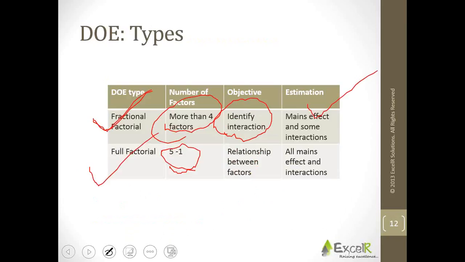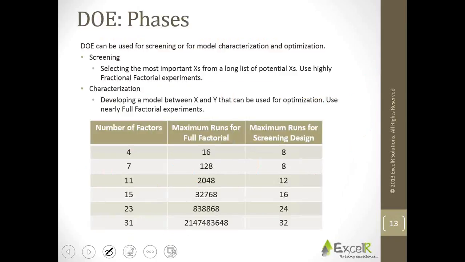Full factorial, when you have 5 or fewer factors, that is when you try to look into the relationship between the various factors, and this design of experiment type looks into all main effects and interaction effects, all the effects basically.